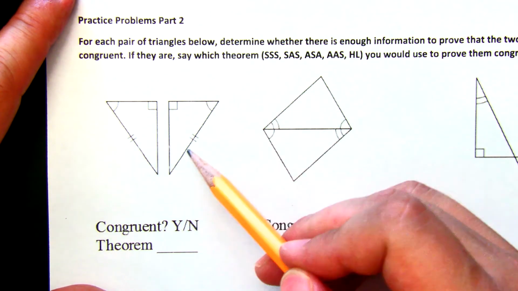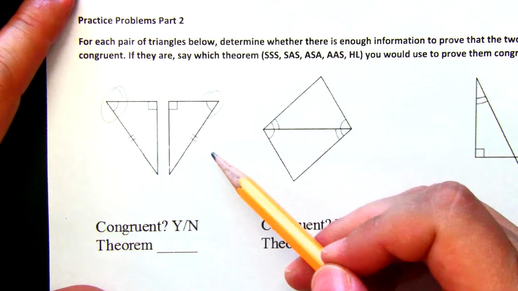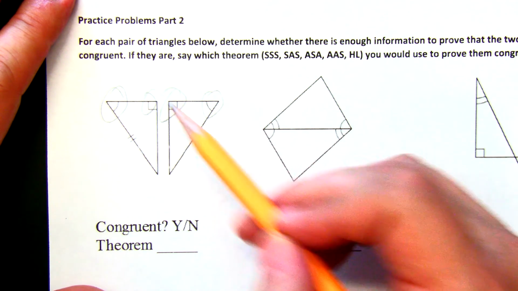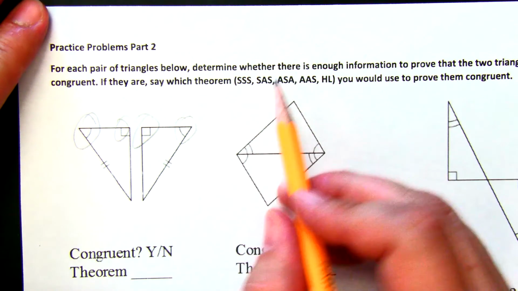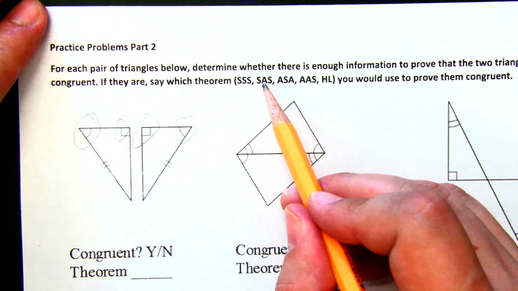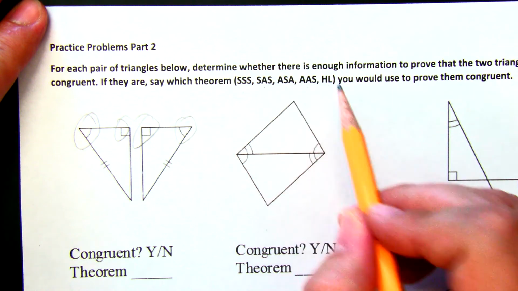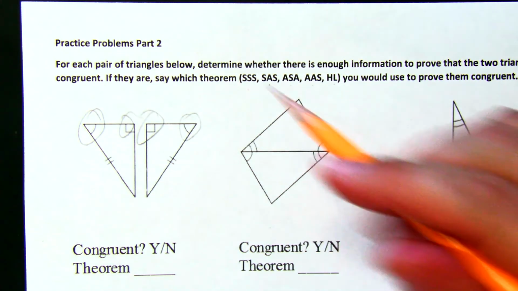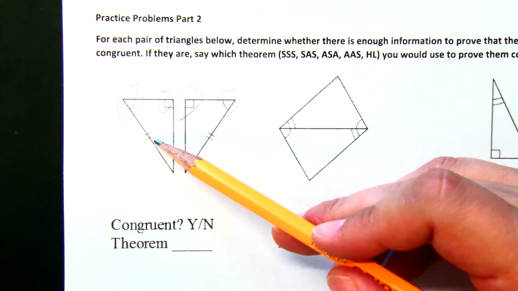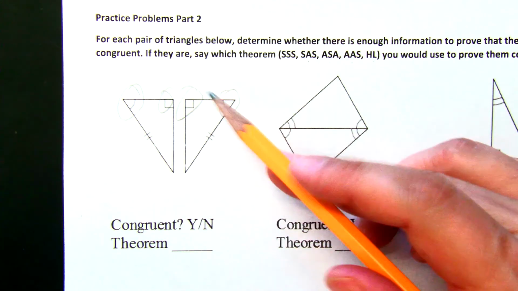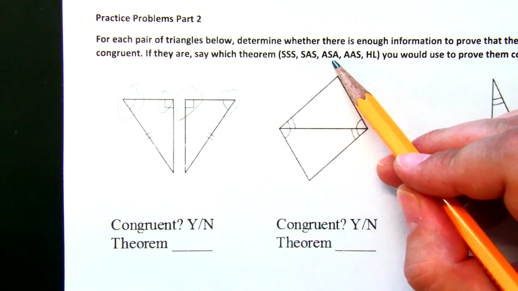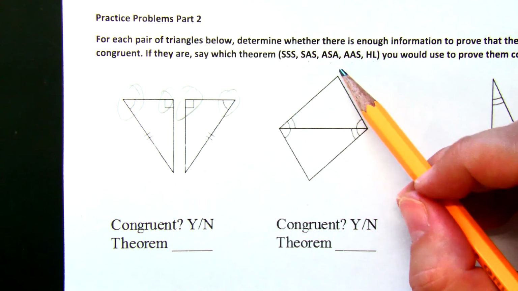Okay, we got sides. So we've got these two sides. We've got angles. We've got two angles. And we've got another pair of angles. Okay. Our theorems, our possibilities, SSS, SAS, ASA, AAS, HL. Do we have what we need? Well, we know we've got two pairs of angles and a pair of sides, so it's either going to be ASA or AAS.